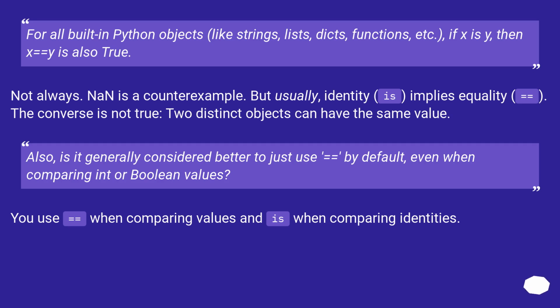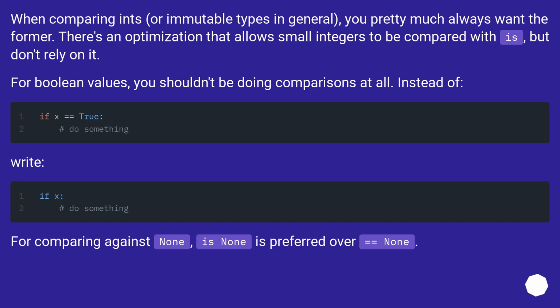You use equals equals when comparing values and is when comparing identities. When comparing ints, or immutable types in general, you pretty much always want the former. There's an optimization that allows small integers to be compared with is, but don't rely on it. For Boolean values, you shouldn't be doing comparisons at all.